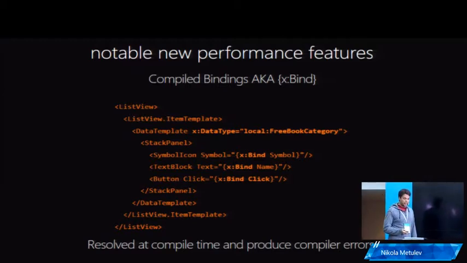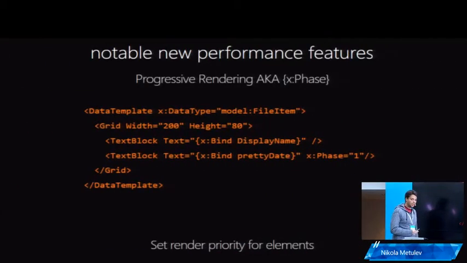Another feature that people have asked for that has been very popular is the ability to do progressive rendering, having the freedom to choose which elements get rendered when, so that your application can show up to your user a lot quicker, and it can actually show something relevant instead of just waiting for everything to load. So we've introduced x:Phase. x:Phase allows you to set priorities of how elements render within your data templates.